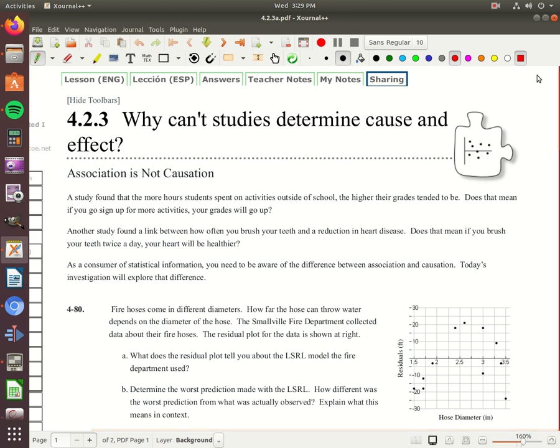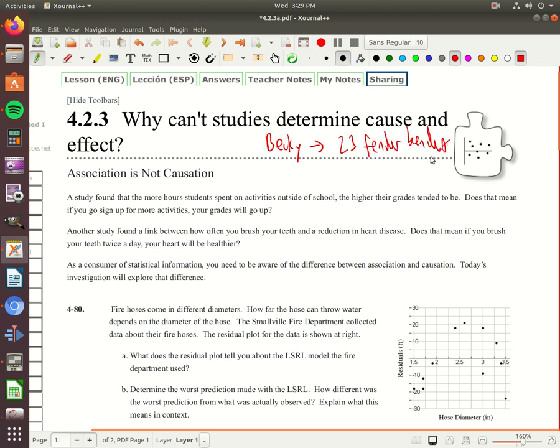Okay, so lesson 423 is kind of a fun one. Association is not causation. This is a huge deal. Let's pretend we knew someone and her name was Becky, and let's say Becky had been in 23 fender benders, like small car accidents, right? And we would say, holy smokes, Becky, you caused so many accidents, right? But what if it turns out Becky is 14 years old and has never driven a car?